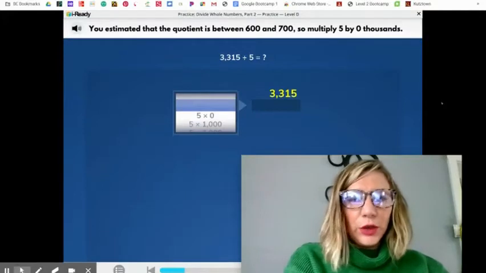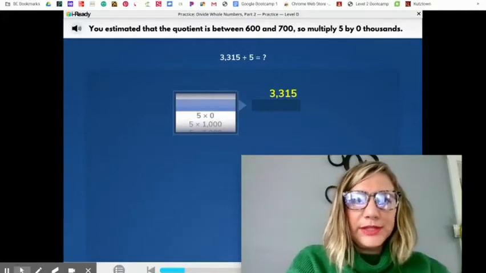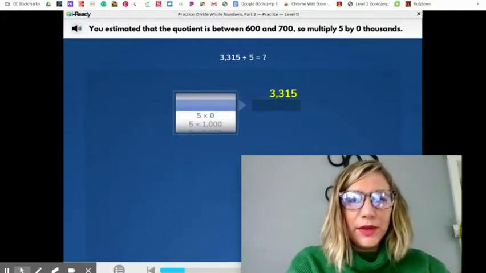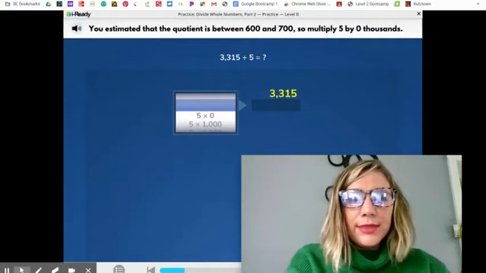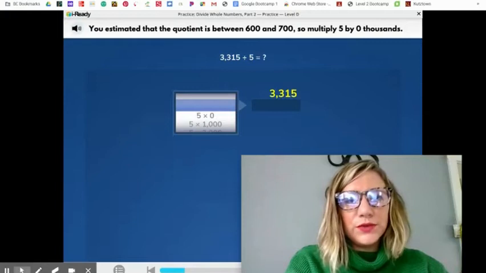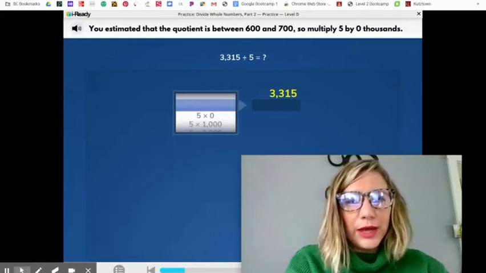So fourth grade, just like on Wednesday, the reason we're multiplying by 0 thousands is because if we would multiply 5 times 1,000, that gives us 5,000, and that 5,000 overshoots that 3,315. So that's why they're asking you to multiply by 0.